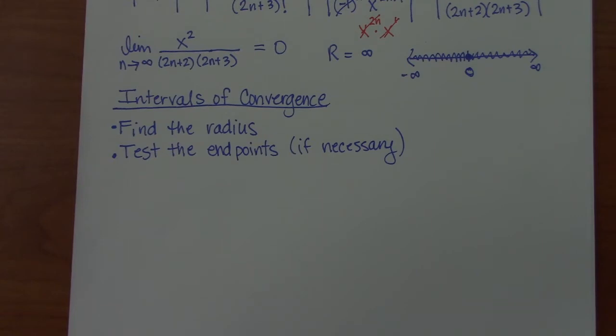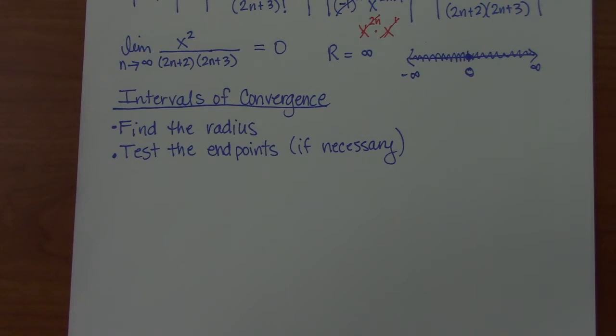Either they only converge at the center, and they all converge at their center. They have to, because that's what we built the series around. They only converge at the center, which means the radius is 0, which means there are no endpoints. There's not even an interval. The interval is just a point, okay?